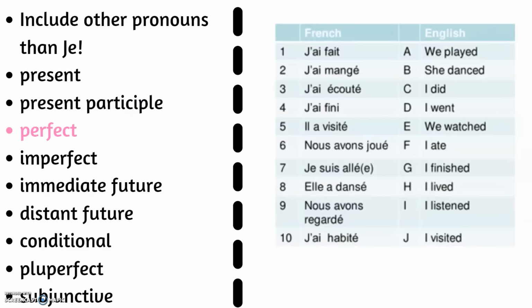Perfect. Now this is again another one. This is probably the past tense go-to that many students use. I've put some examples here, and there's a little matching up task that you can do. So match the numbers 1 to 10 to the letters A to J. And it's basically the pronoun plus the auxiliary, and the auxiliary is either avoir, which is in this case est, or être, so suis.